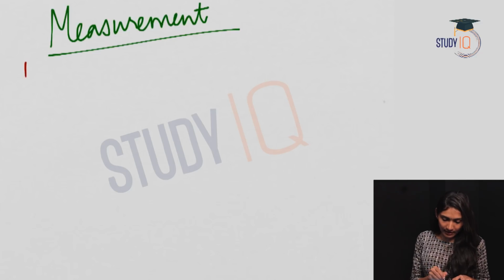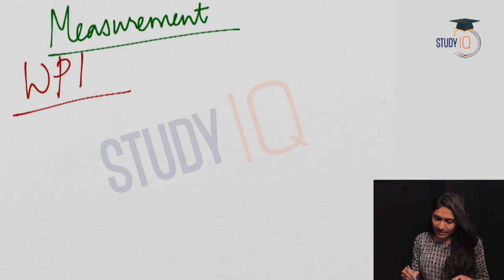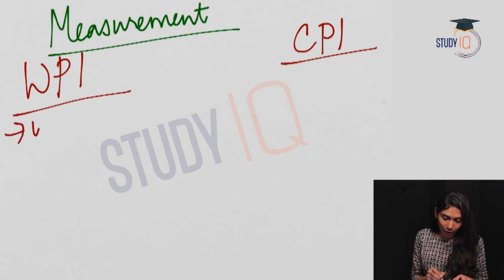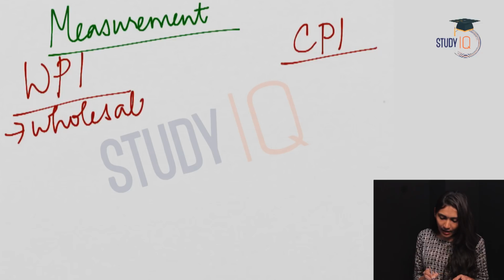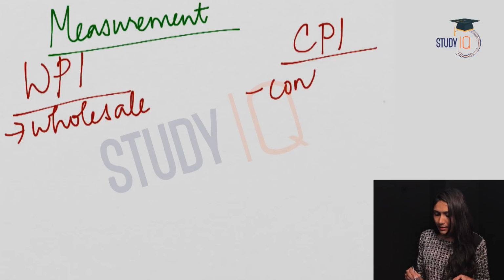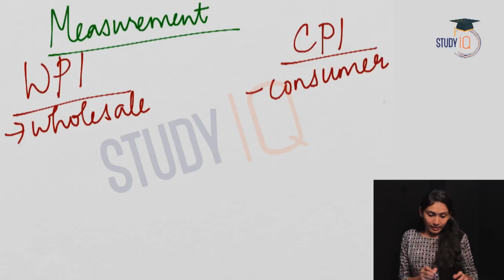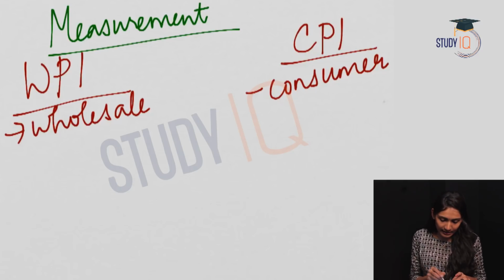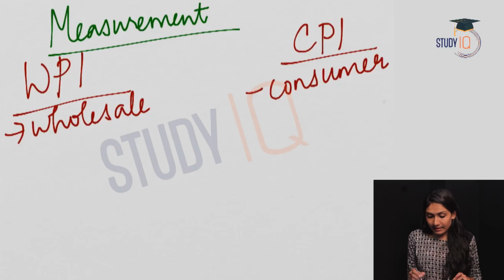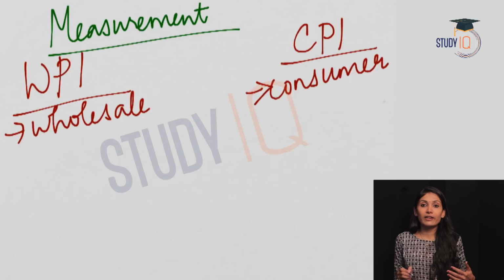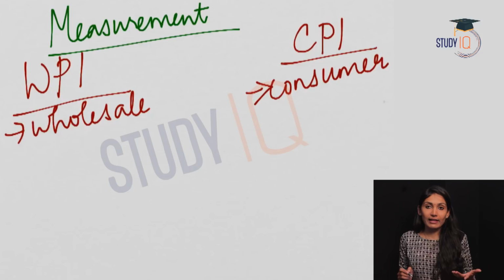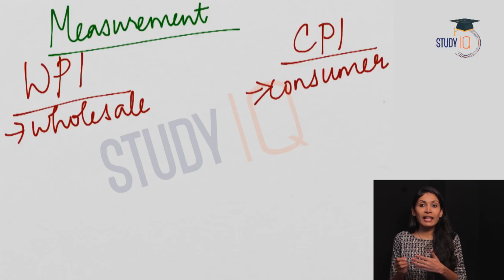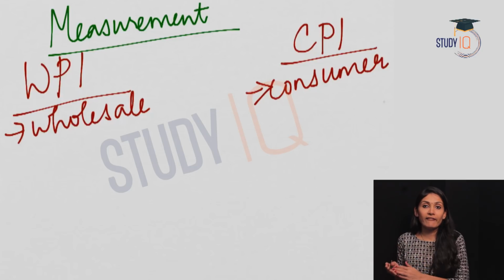One is the WPI and the second one is the CPI. So what is WPI? It refers to wholesale price index and CPI refers to consumer price index. WPI calculates the rate of inflation at the wholesale level and CPI calculates the rate of inflation at the consumer level or the retail level.